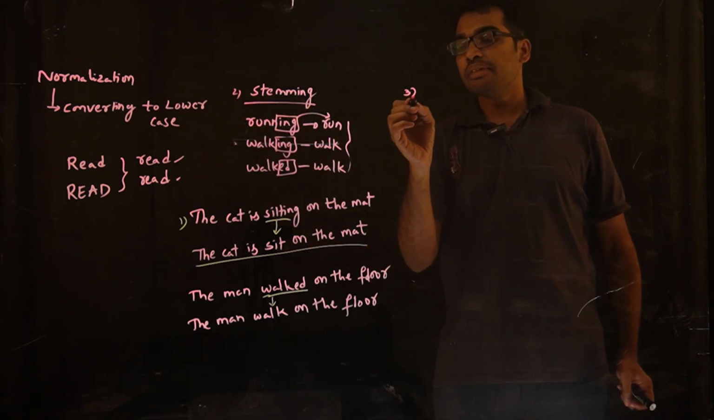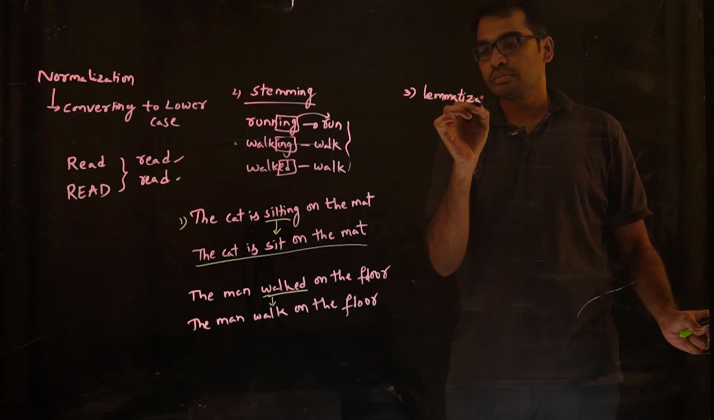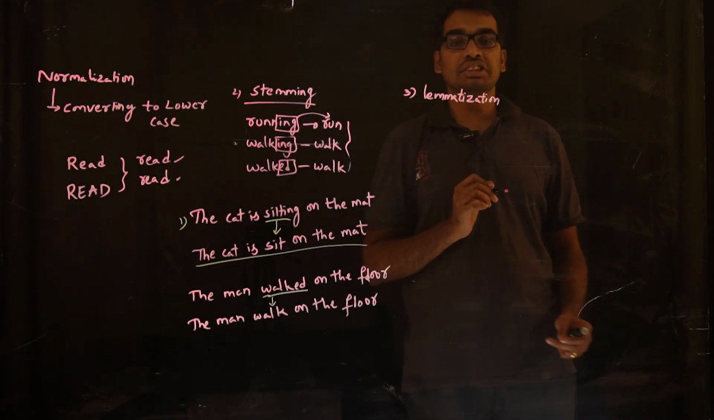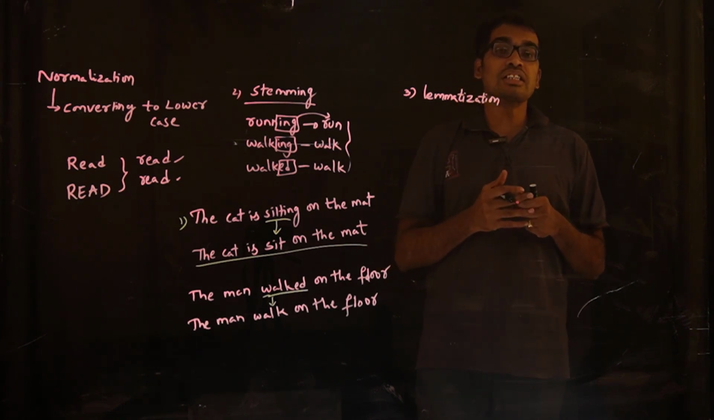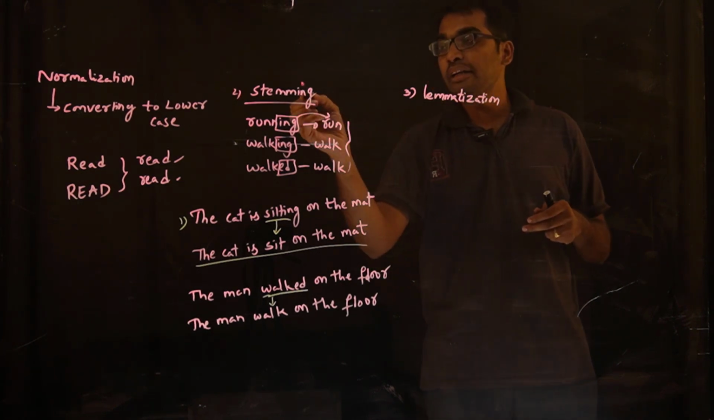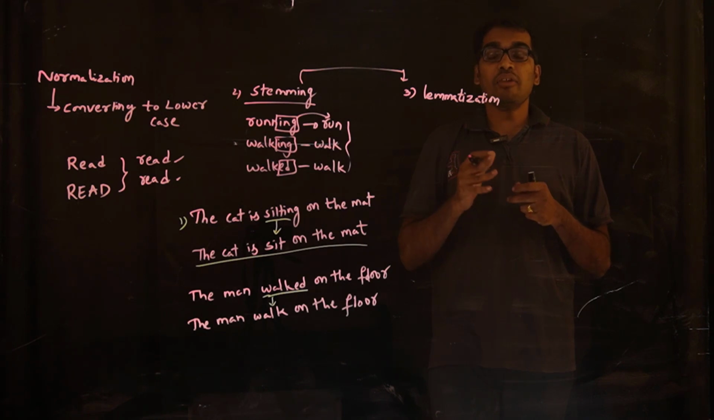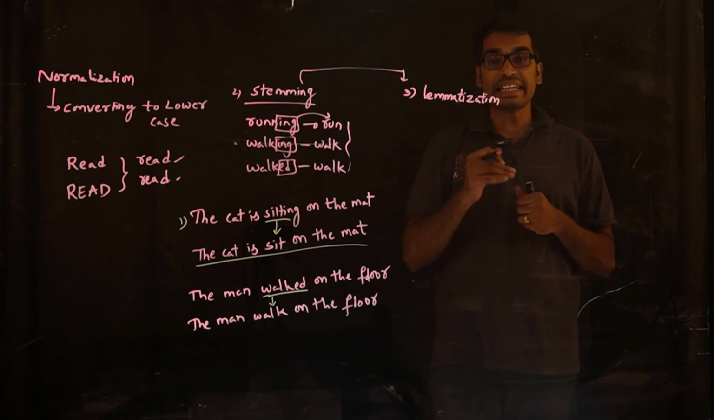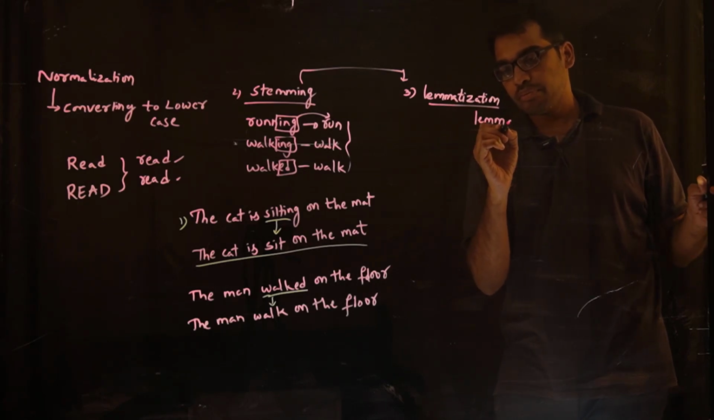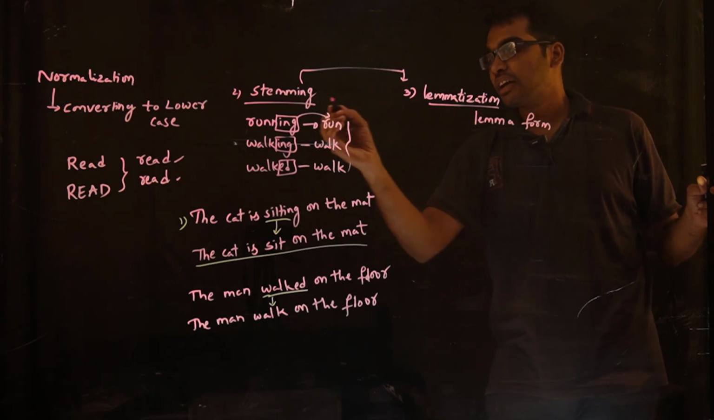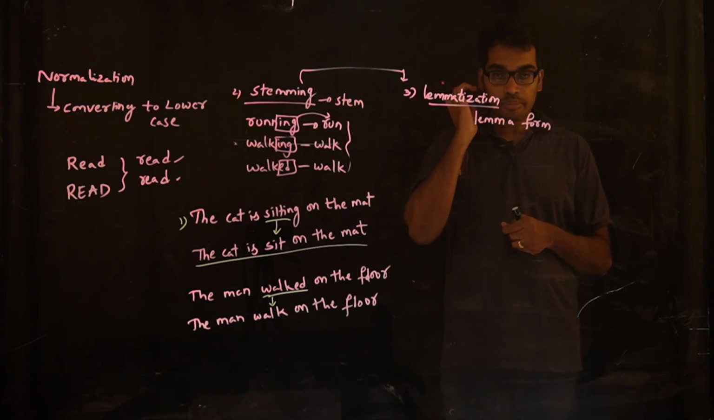And the third one we have is lemmatization. Lemmatization applies more advanced linguistic rules. It is a little more advanced compared to stemming, and it applies advanced linguistic rules, such as lemmas, as we call them. So it converts to a lemma form. Stemming converts to a stem word, and similarly, this converts to a lemma form.